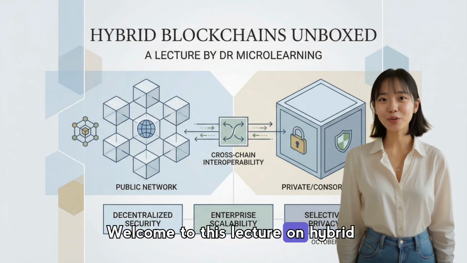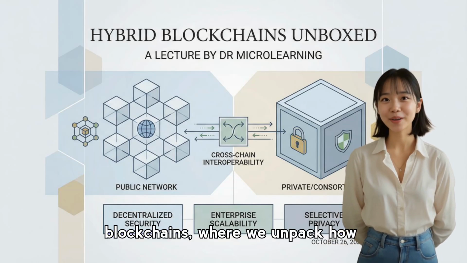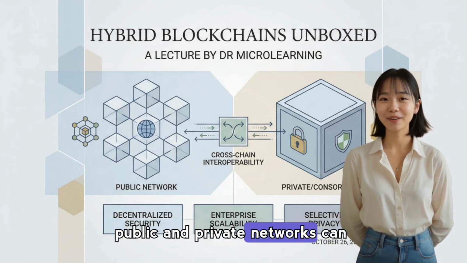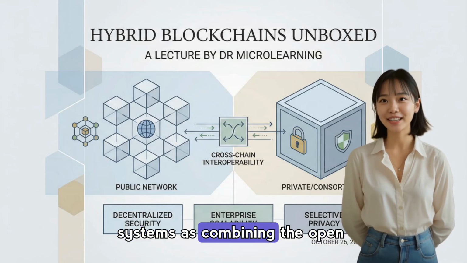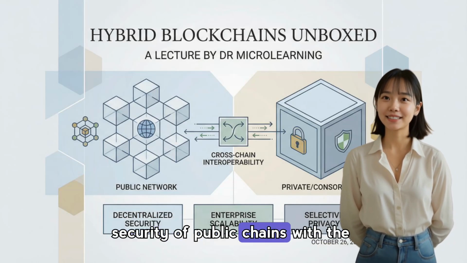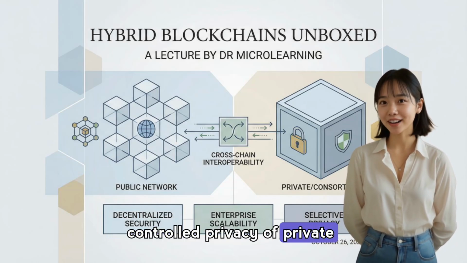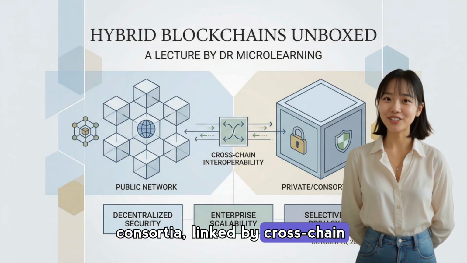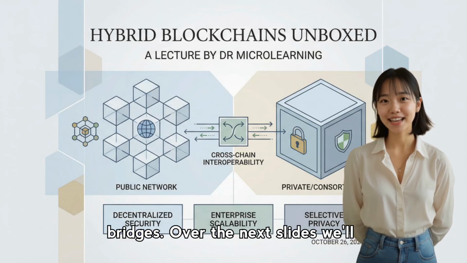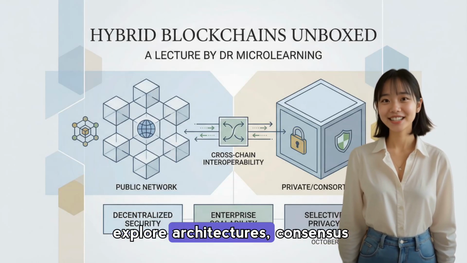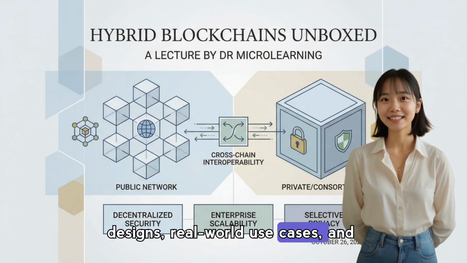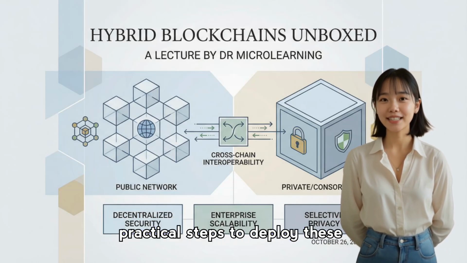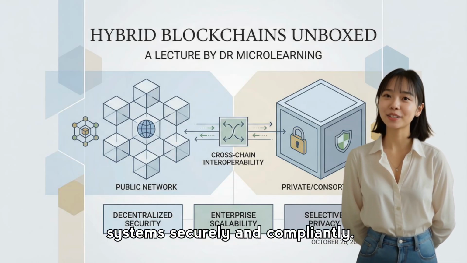Welcome to this lecture on hybrid blockchains, where we unpack how public and private networks can work together. Think of hybrid systems as combining the open security of public chains with the controlled privacy of private consortia linked by cross-chain bridges. Over the next slides, we'll explore architectures, consensus designs, real-world use cases, and practical steps to deploy these systems securely and compliantly.